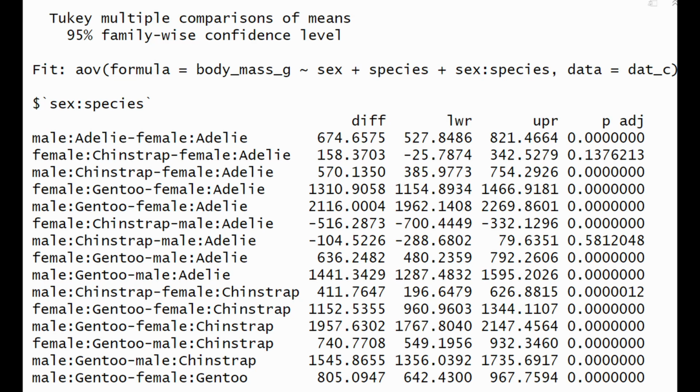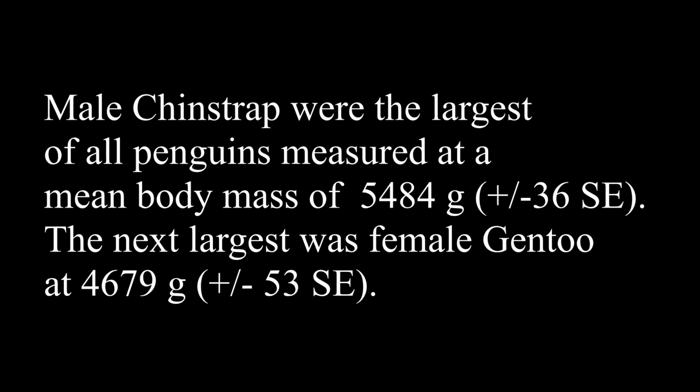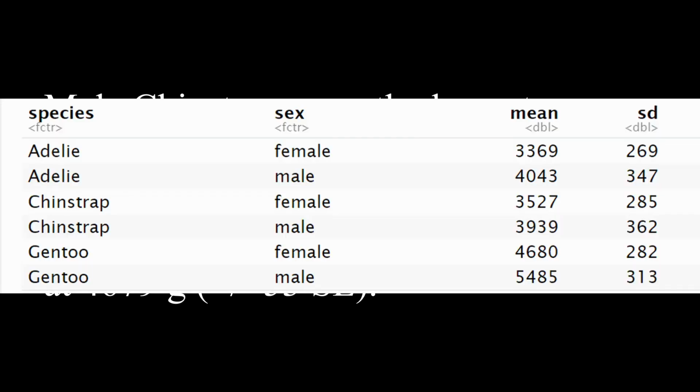Now, if we look at this great big messy table of multiple comparisons of all the means that we had in our output, that's a lot, right? But if we want to write this as our conclusion, we can state it like this. Male Chinstraps were the largest of all penguins measured at a mean body mass of 5,484 grams, plus or minus 36 standard error. The next largest was female Gentoo at 4,679 grams, plus or minus 53 standard error. That's all from that table that we just looked at.